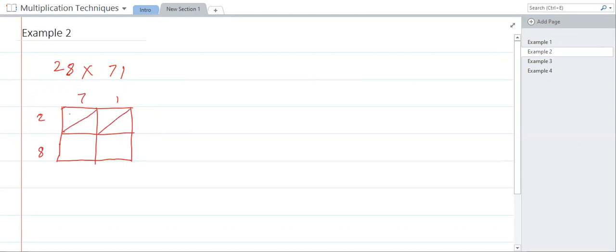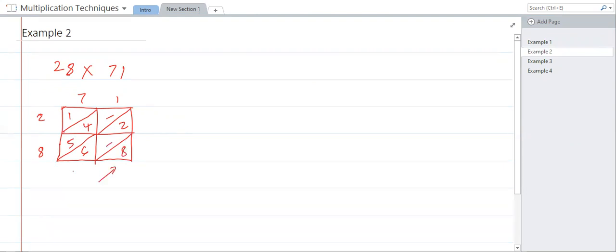2 times 7 is 14. Let us write down the answers as we go along. 2 times 1 is 2, so nothing here. Then over here, 7 times 8 is 56. And then over here, we've got 8 times 1, which is 8, nothing here.